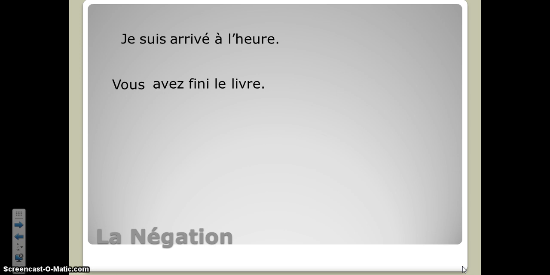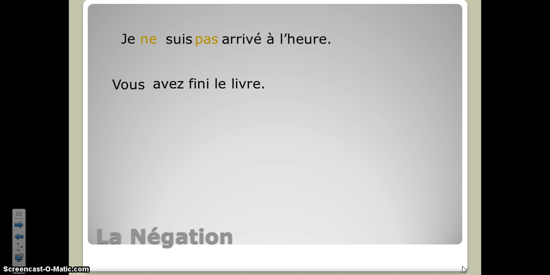So all that to say is when you negate, the negation goes around the conjugated verb, which is, in this case, the helping verb. So we're going to take je suis arrivé à l'heure, and we're going to negate it by putting the ne and pas around the helping verb. Je ne suis pas arrivé à l'heure.